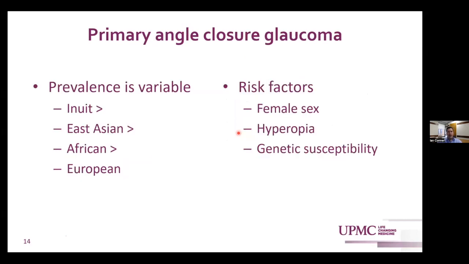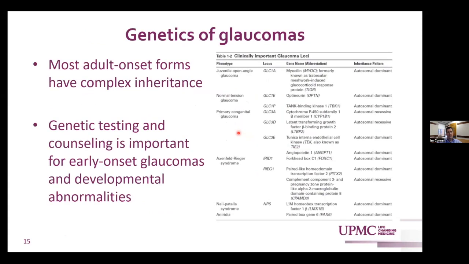Primary angle closure glaucoma is variable, but in certain populations, studies have shown that Inuit, for example, have the highest rate of primary angle closure in the world, followed by East Asian and then African populations, more than European populations. Female sex is a little bit more predominant than male. Hyperopia is a recognized risk factor in genetic susceptibility.